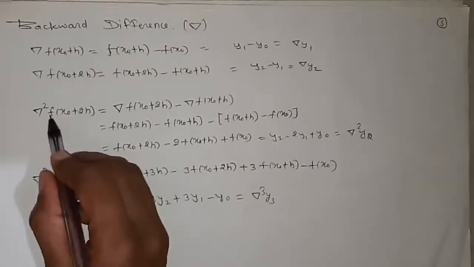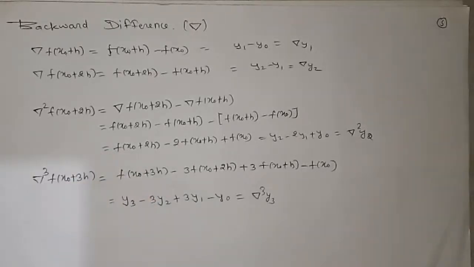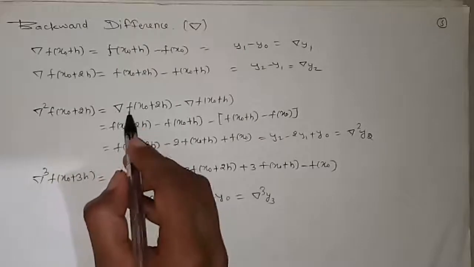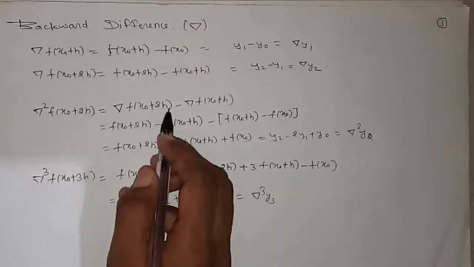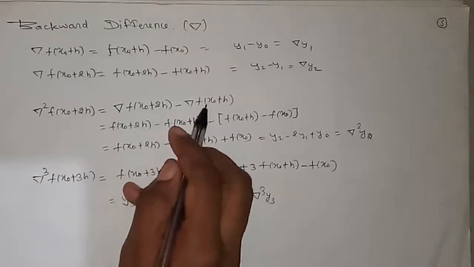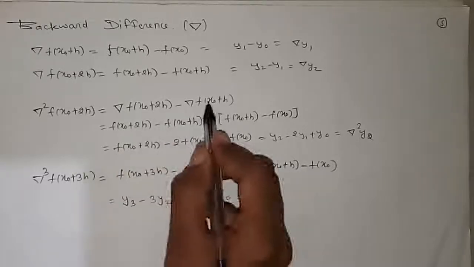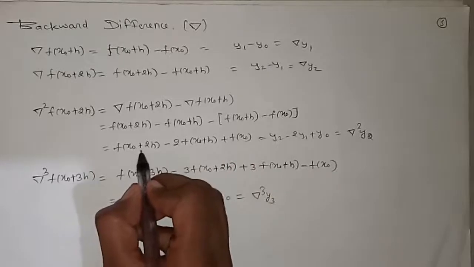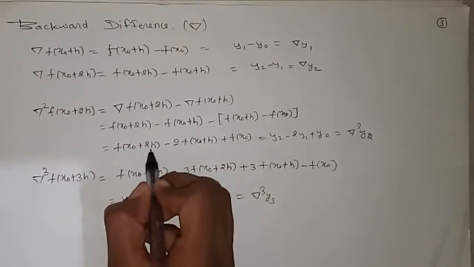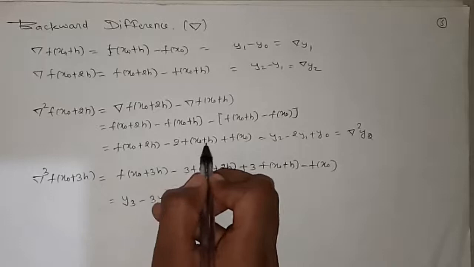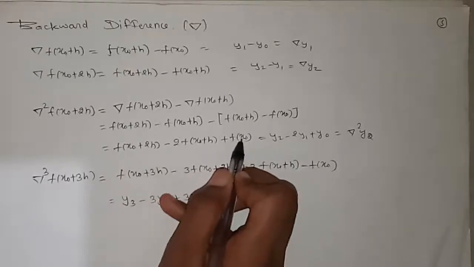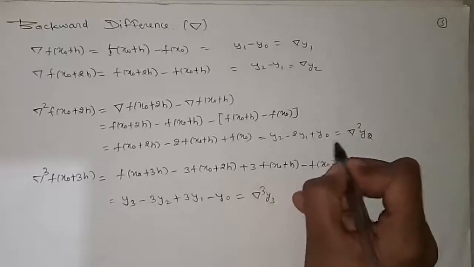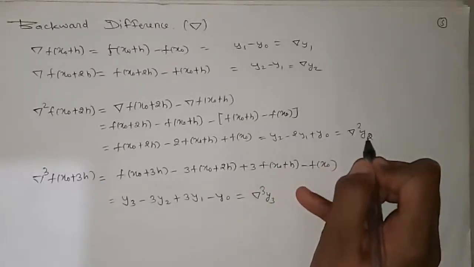So our next backward difference is ∇²f(x0 + 2h), which is equal to ∇f(x0 + 2h) minus ∇f(x0 + h), and this is known to us, this is also known to us. On calculating this, we get as the answer f(x0 + 2h) minus 2 times f(x0 + h) plus f(x0). This is nothing but y2 minus 2y1 plus y0, which is equal to ∇²y2.